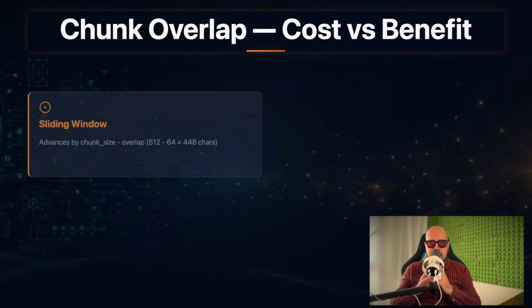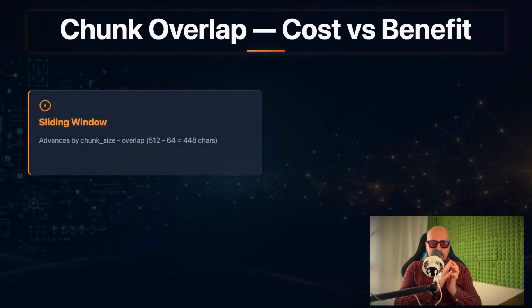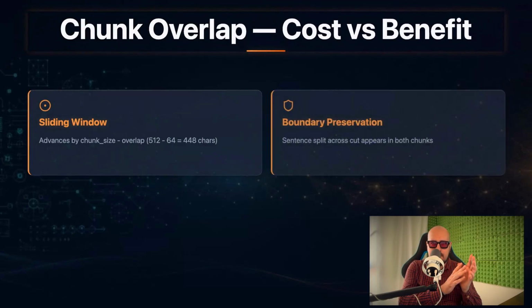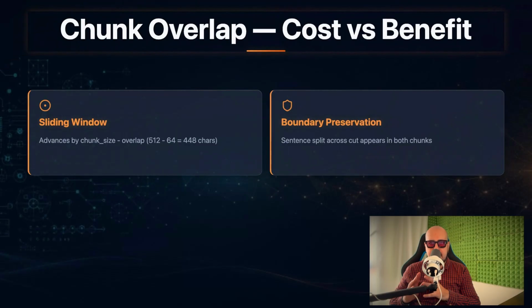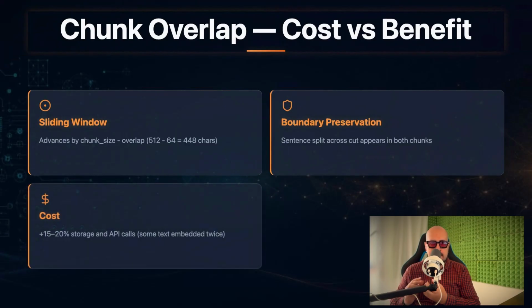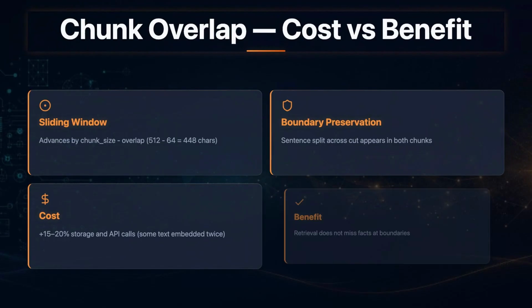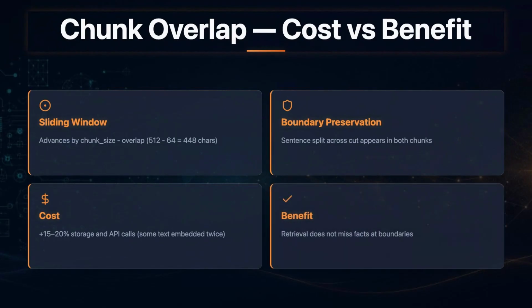It advances by chunk size minus overlap, so consecutive chunks share a tail. If chunk 0 ends mid-sentence and chunk 1 starts 64 characters earlier, the boundary sentence appears in both chunks. This prevents facts from being split across a cut. Overlapping chunks increase storage and API calls by about 15 to 20% because you are embedding some text twice.